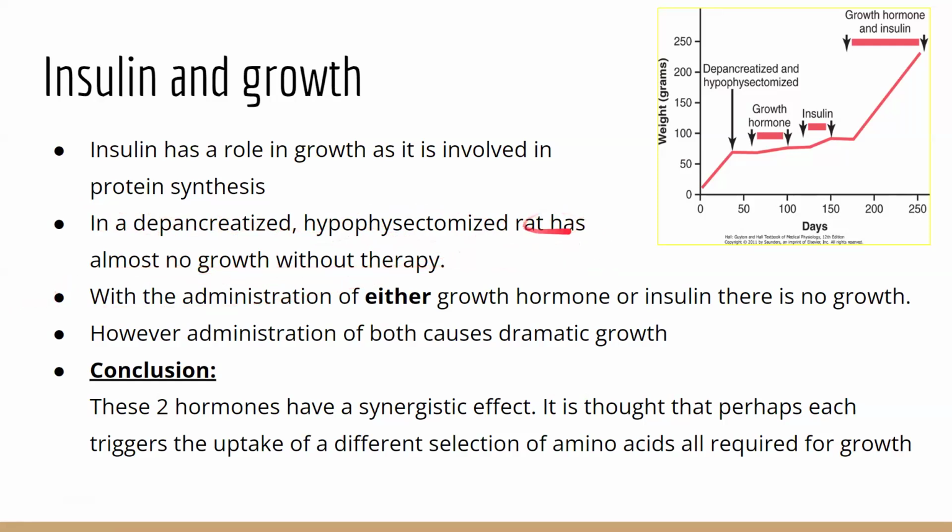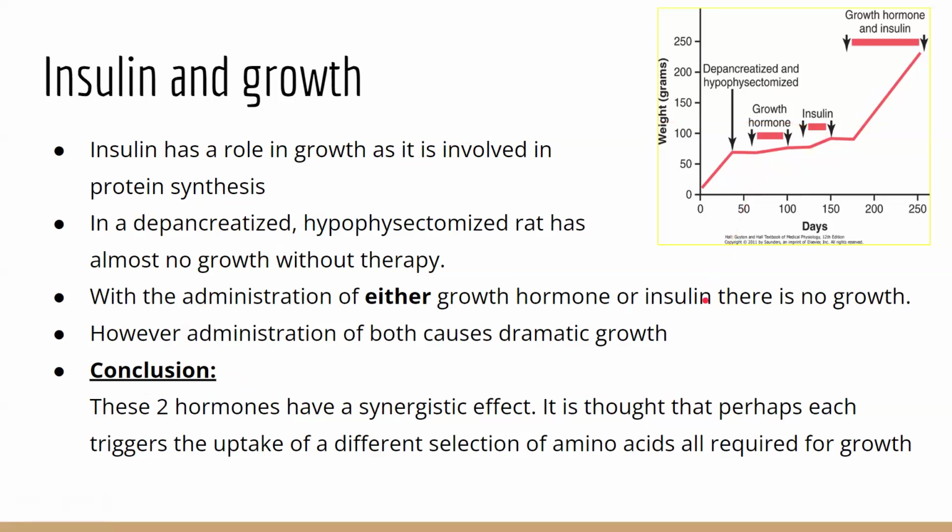Now, in this rat, when they administered either the growth hormone or the insulin alone, there was barely any growth, minimal. You see these points right here. But when they're administered together, look at the two points over here, there's a steep, dramatic effect. There's dramatic growth. So the conclusion was these two hormones work together to cause growth, basically.